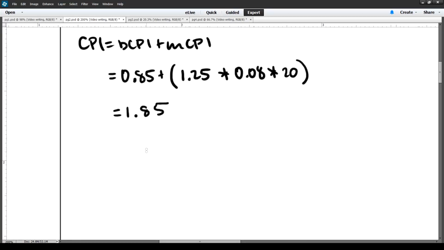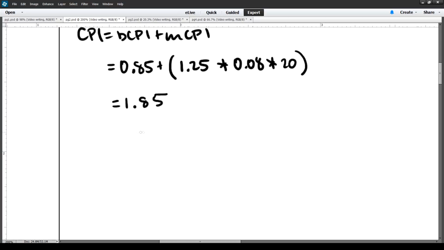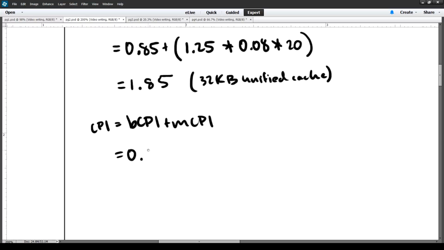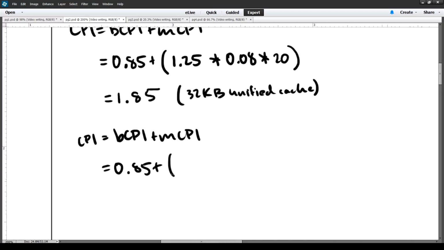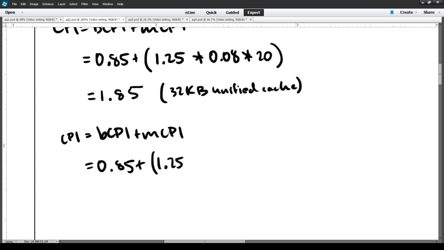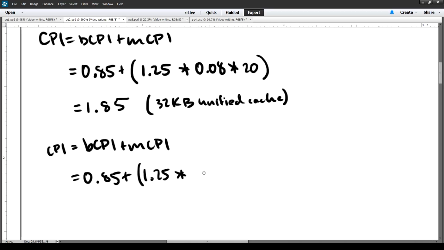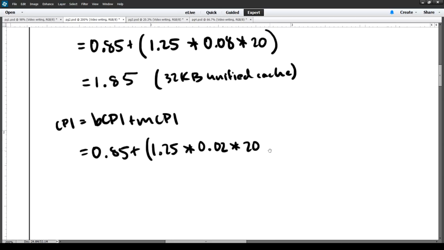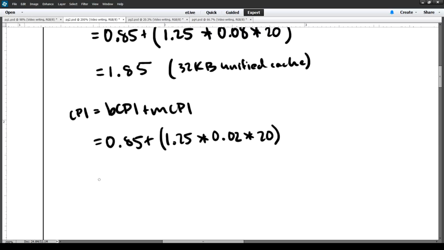Then we're going to calculate the new CPI for the unified 64 kilobyte cache with a 2% miss rate. So again, the CPI equals the base CPI plus the memory CPI. We know that it's 0.85 for the base CPI no matter what. We know that it's still 1.25 since the program hasn't changed. And this time we're doing it with the 2% miss rate and 20 cycle miss penalty. And this will come out to 1.35.